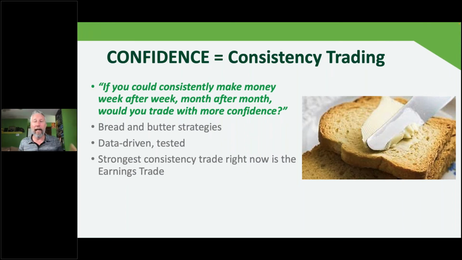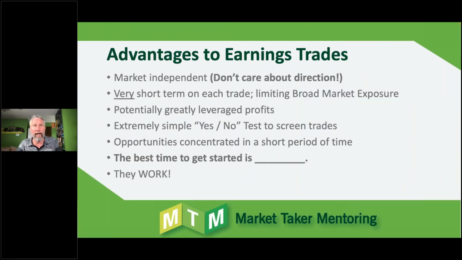And these strategies are data-driven and tested and proven with real money. And right now, the strongest consistency trade is the earnings trade. There are several advantages to earnings trades. First, they're market independent. We actually don't care if the stock goes up or down after earnings. Interesting, right? They're also very short term on each trade, which limits broad market exposure.